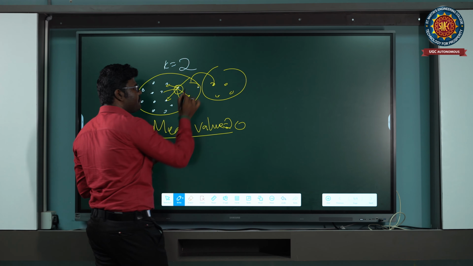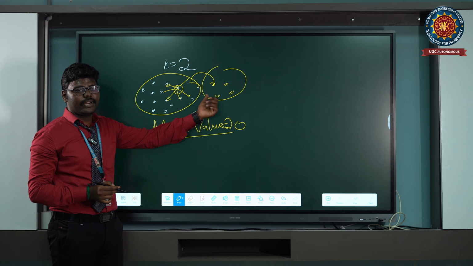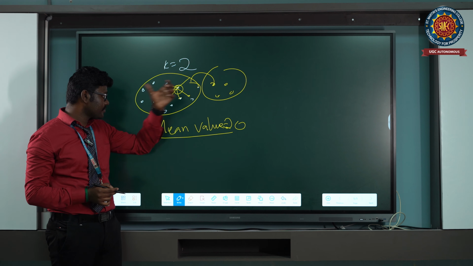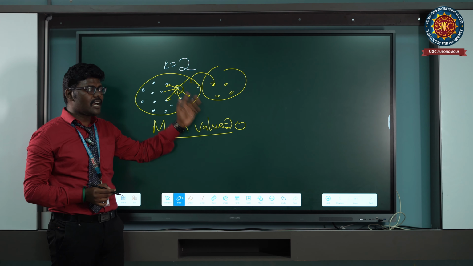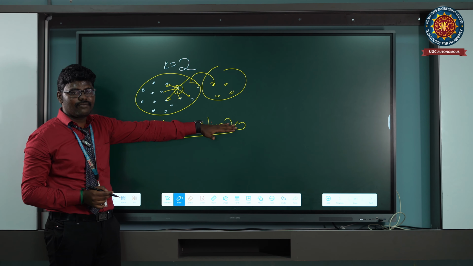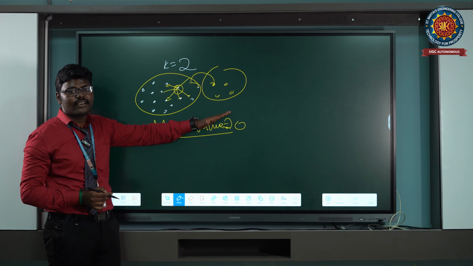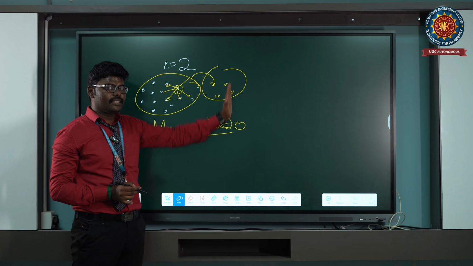We can try to shift from group 1 to group 1 and group 1 to group 2, and calculate the distance and calculate the average value. If it comes to the same value, we can stop the process. If we do not get the same average value, we can continue these steps.